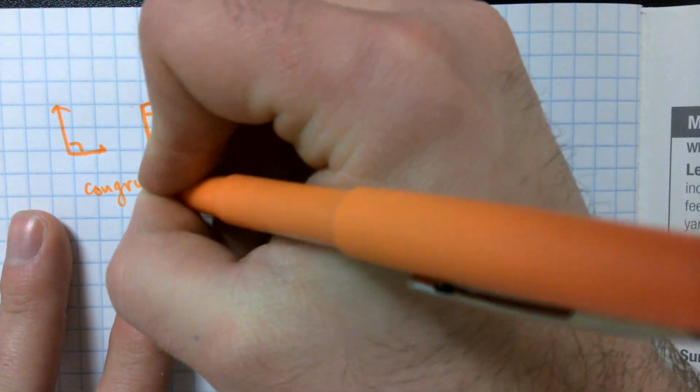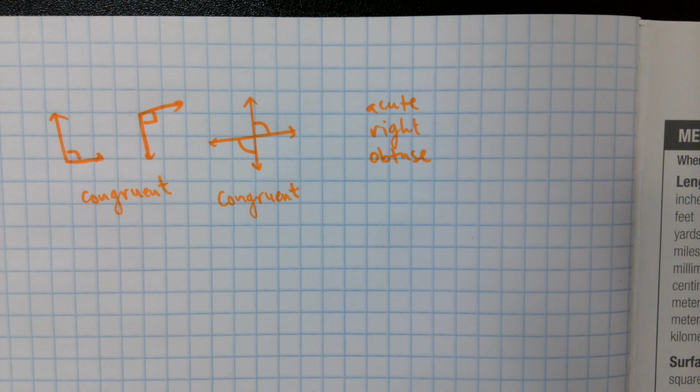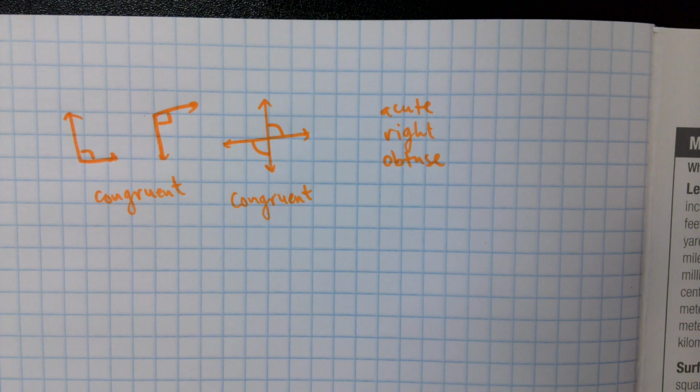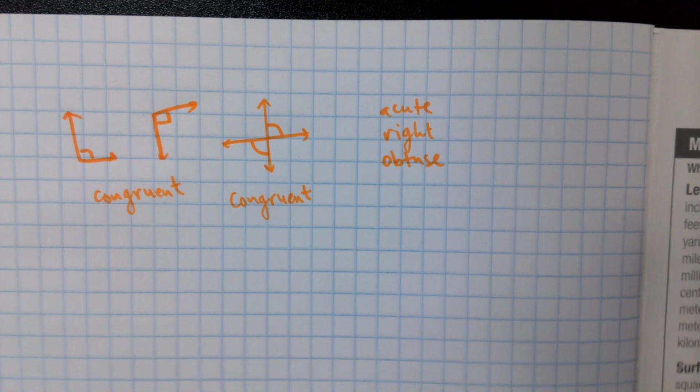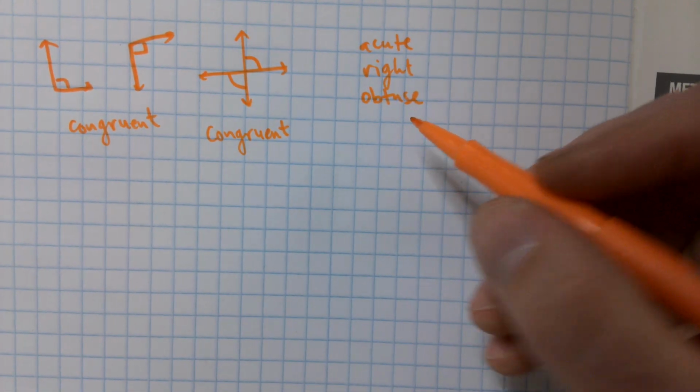Because what does congruent mean? Same. The same, right? In this case, we're talking about the same angle measure. It doesn't matter if I turn it a little bit this way or a little bit that way, it's still a 90-degree angle either way. What's the fourth type of angle that always gets left off this list?